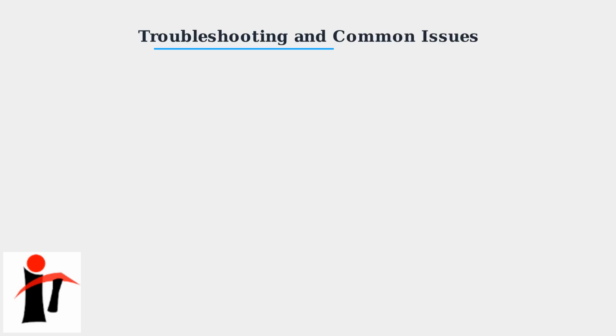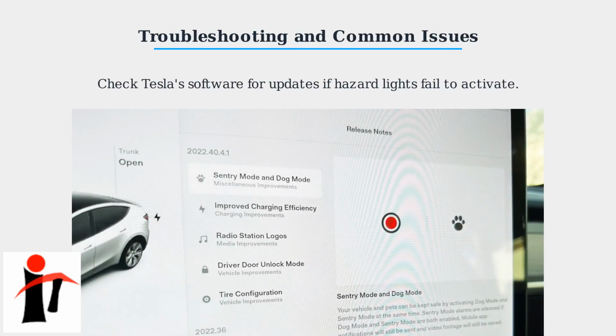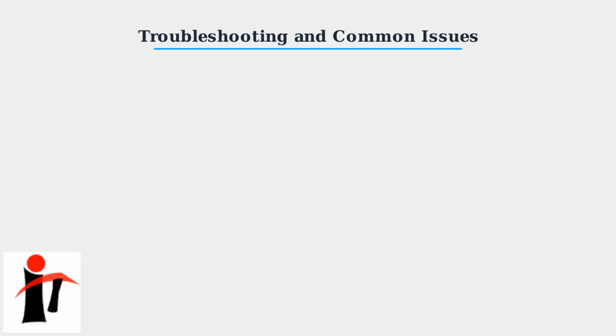If your hazard lights fail to activate, first check your Tesla's software for any available updates. These updates often fix compatibility issues that could affect the hazard light system. Occasional software glitches can happen, particularly after installing new updates. If you notice the hazard lights behaving unexpectedly, this is often the culprit and can usually be resolved with the latest software.